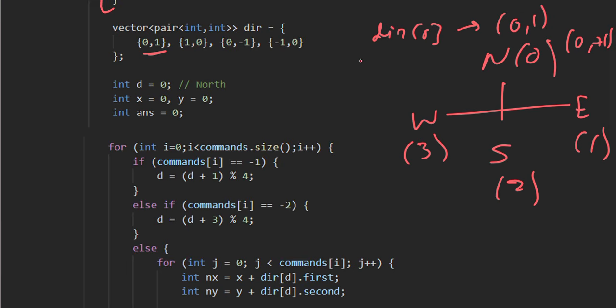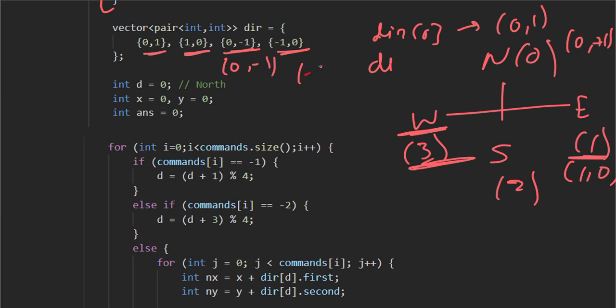So we store 0 comma 1 at north. Then for east, that is 1, at index 1 we have stored 1 comma 0. Then south is 2, so at index 2 we have stored 0 comma minus 1. Then west is 3, so at index number 3 we store minus 1 comma 0, right? And initially our d is equal to 0. d is equal to 0 means north direction, and x coordinate is 0, y coordinate is 0, because we will be starting from 0 comma 0, and answer is also 0.